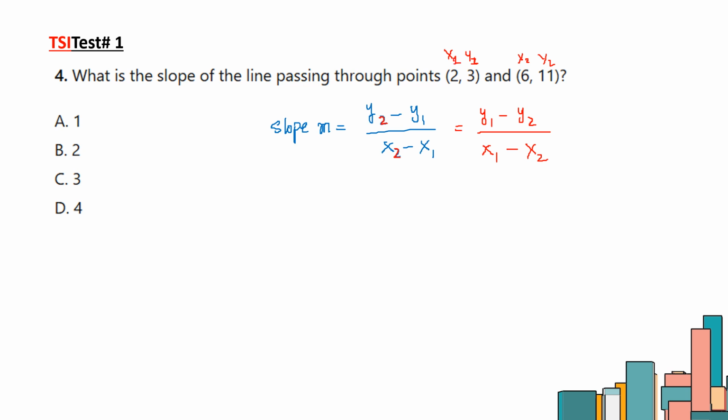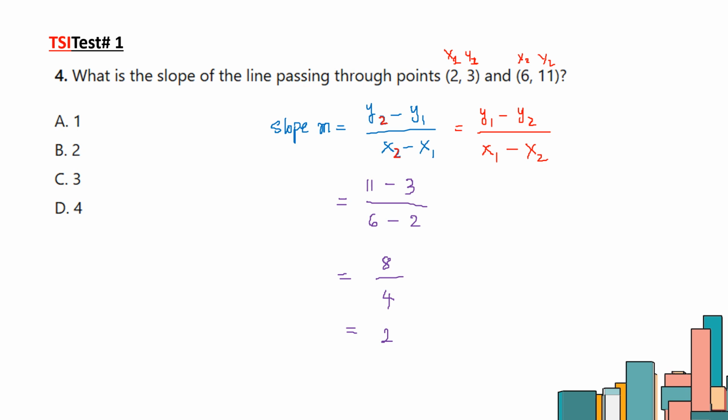Now I can plug in, and I can use both methods so that you can see it's the same answer. y2 is 11 minus y1 is 3, over x2 is 6 minus x1 is 2. This equals 11 minus 3, that is 8, over 6 minus 2, which is 4. Then we simplify: 8 divided by 4 is 2.